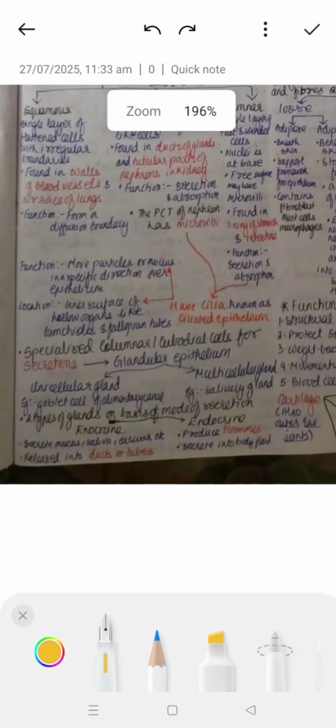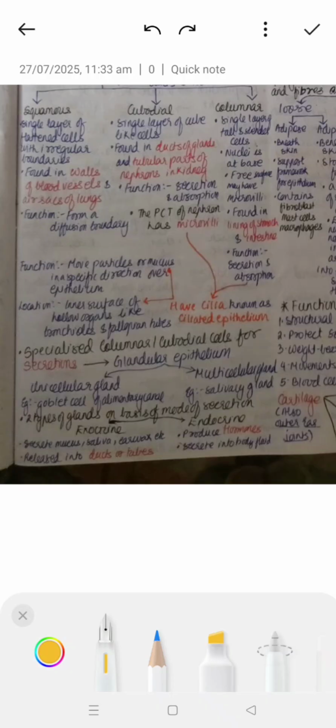Next we have specialized columnar or cuboidal cells for secretions. Specialized cuboidal and columnar cells have cilia, I already told you, and then the specialized version of the cuboidal or columnar cells for secretions forms the glandular epithelium, which can be unicellular or multicellular. Unicellular gland like the goblet cell of the alimentary canal, multicellular like the salivary gland.